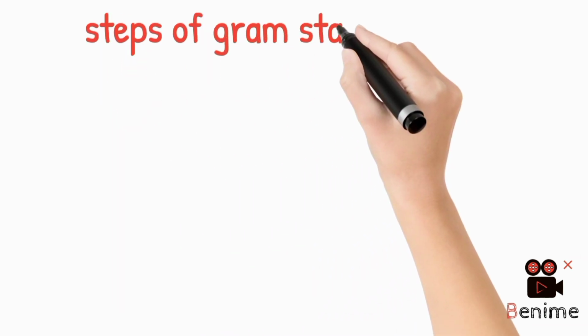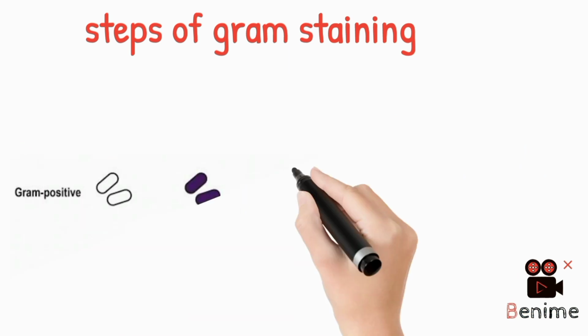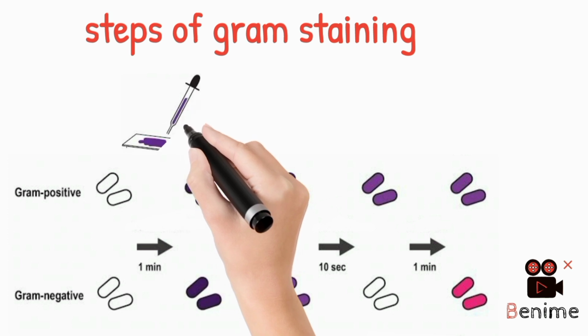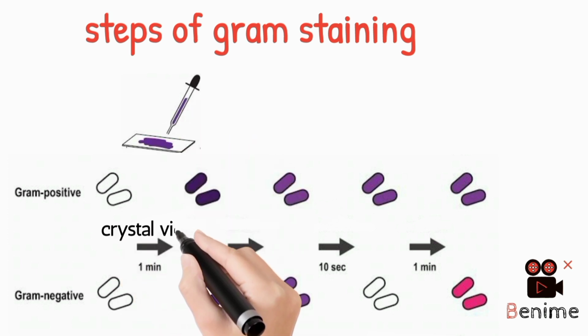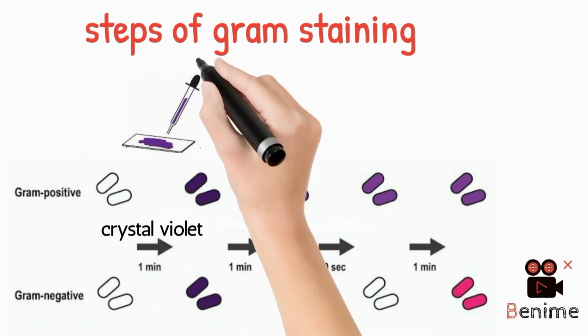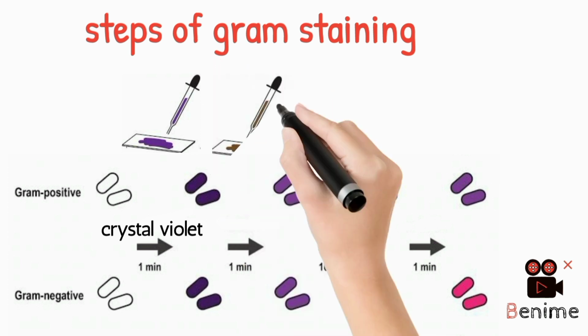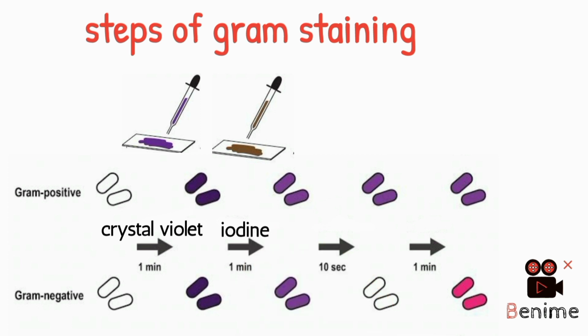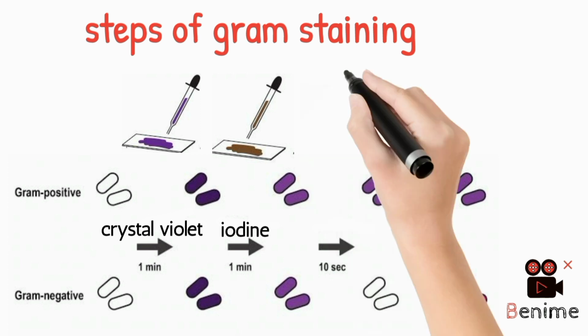Steps of gram staining include: in the first step, we add a dye known as crystal violet. This crystal violet will stain both gram-positive and gram-negative to be blue. Then in the next step, we will add iodine. This iodine will form crystal violet iodine complex, and again both gram-positive and negative will be stained blue. It simply fixes the dye to both gram-positive and negative bacteria cells.